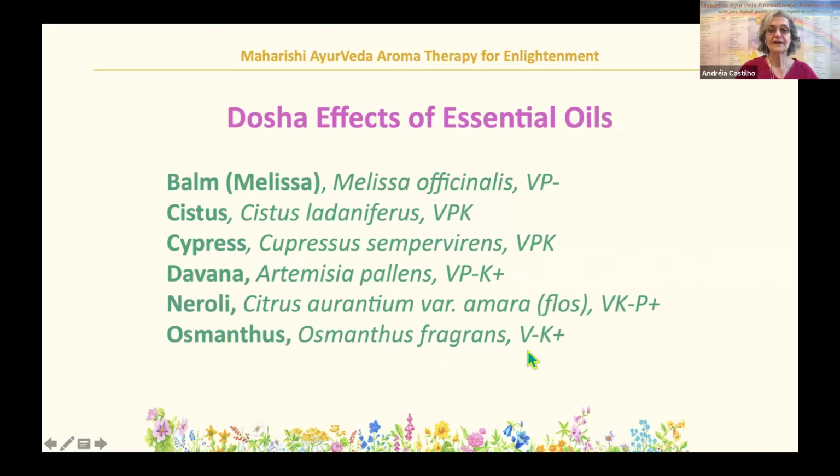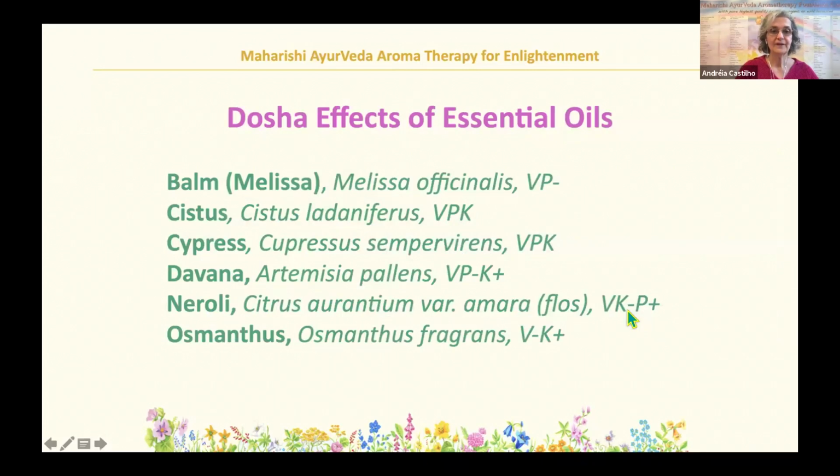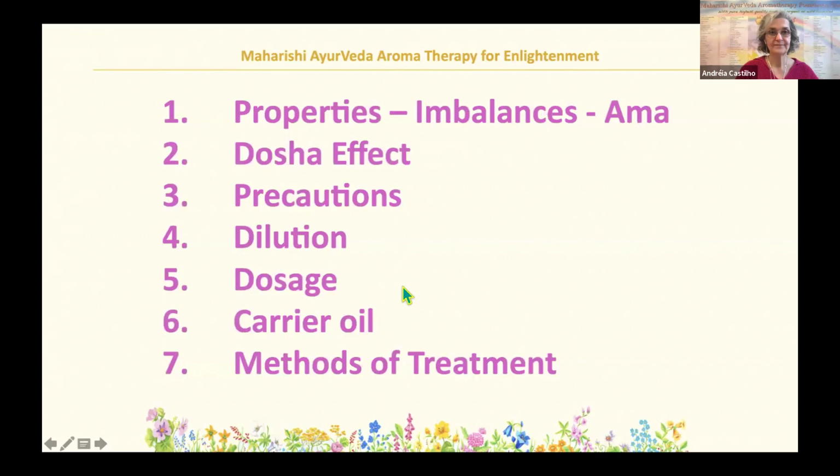And Osmanthus decreases Vata but increases Kapha, and that's okay. Decreasing Vata, increasing Kapha, no problem. So the list you end up with for someone who is a Pitta Vata is completely different than for a Vata Pitta Kapha person. And that's how you personalize the treatment for each body type.